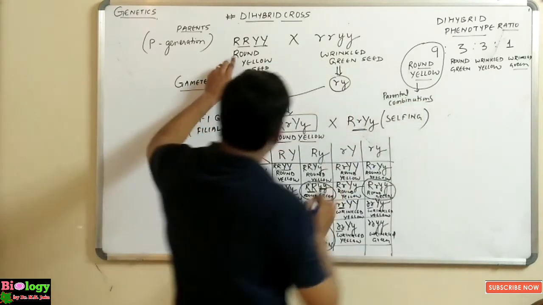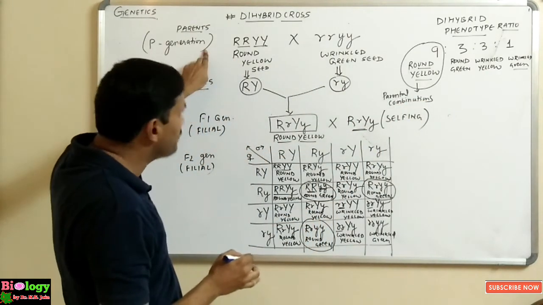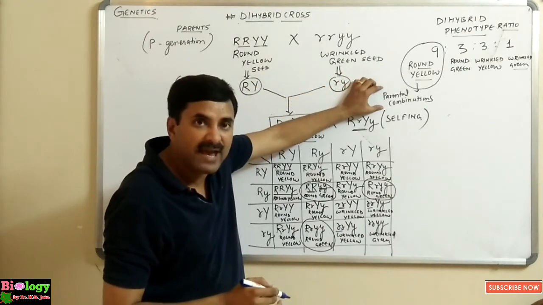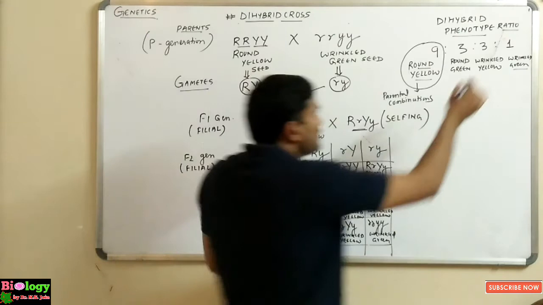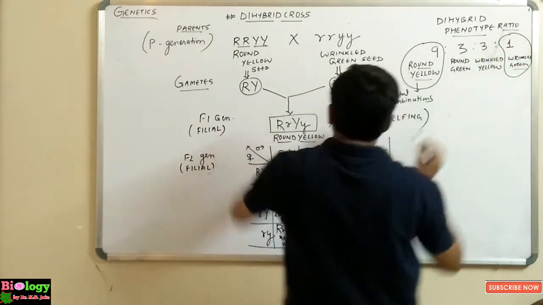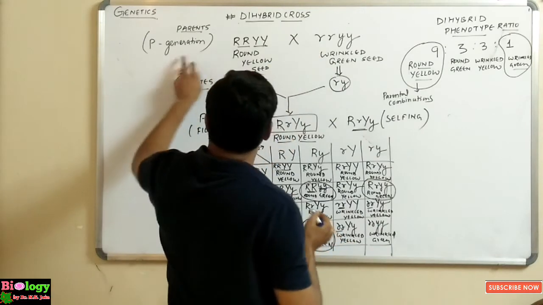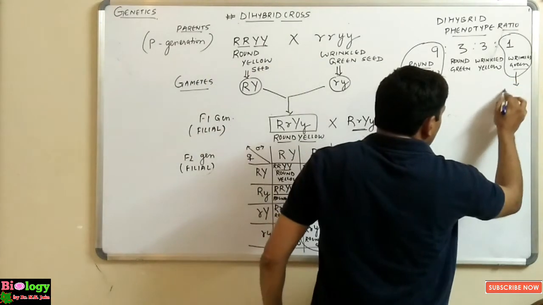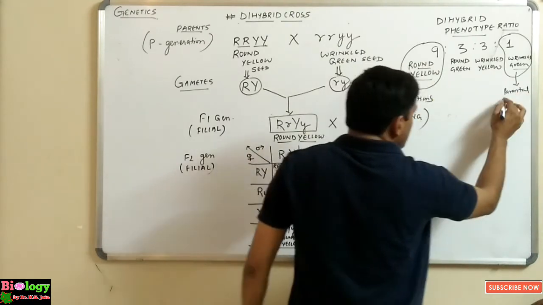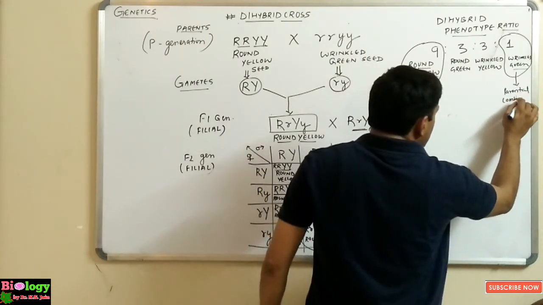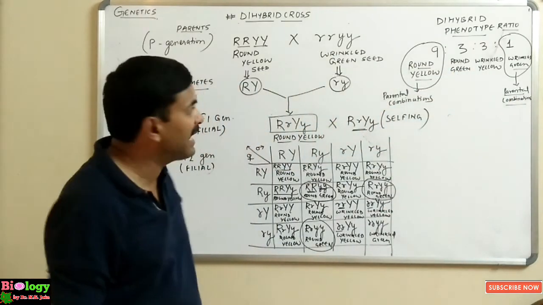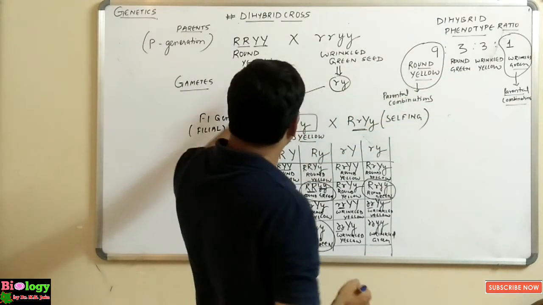Because I have taken round yellow as a parent, the 9 round yellows denote that I have got the parental combinations. See here, this one, that is wrinkled green. I have taken wrinkled green as a parent also, so this is also parental. These are parental combinations.